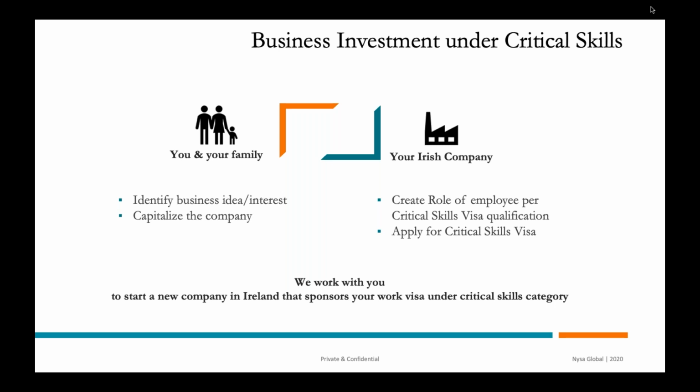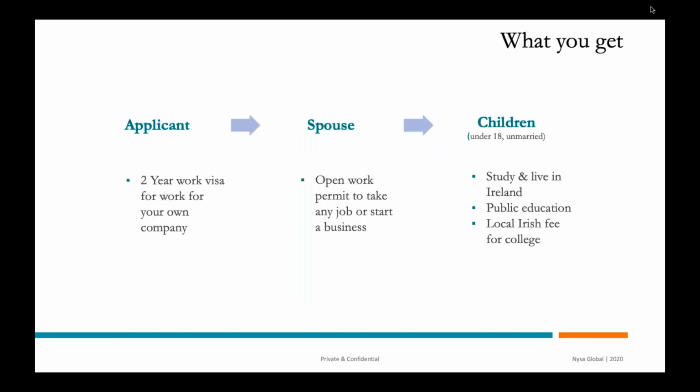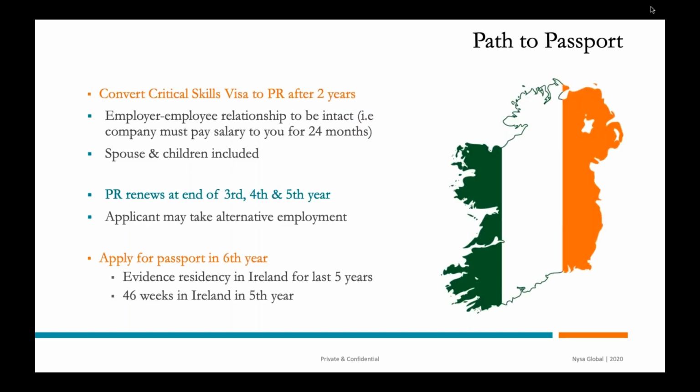The person and the family can then move to the UK, initially with a 2-year work visa for working for their own company, with the spouse getting an open work permit to start a business or take up any other job. And all children under 18 can qualify to go as dependents. They get access to public education with local Irish fees, etc.